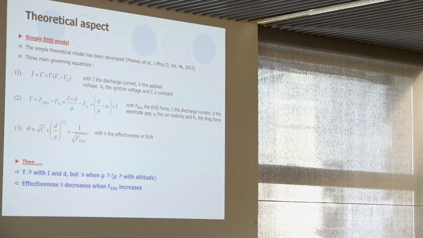A few years ago, I published a paper. I developed a very simple model with 3 equations. This one is not mine because it is a Thomson equation. Here we have the thrust depending on the current. So we can see that the produced thrust is proportional to the current. It increases with the electrode gap, but it decreases when the mobility of ions increases.